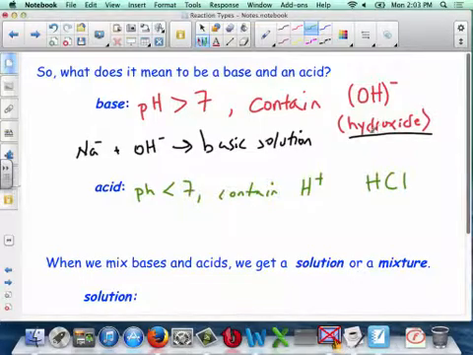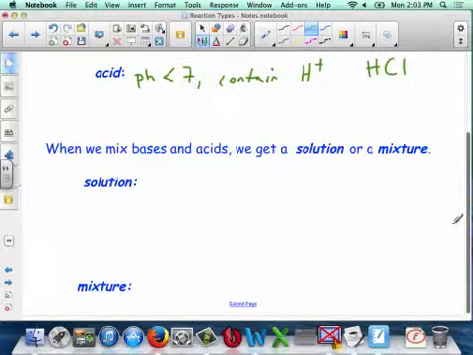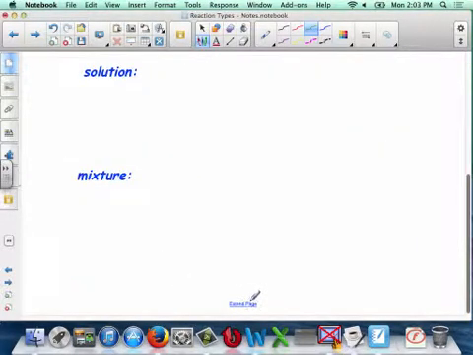Alright, let's continue talking here. What's the difference between a solution and a mixture? I want you guys to give me an example. Put it in simple terms. What's the difference between a solution and a mixture?